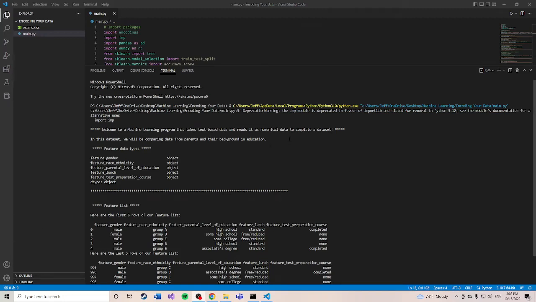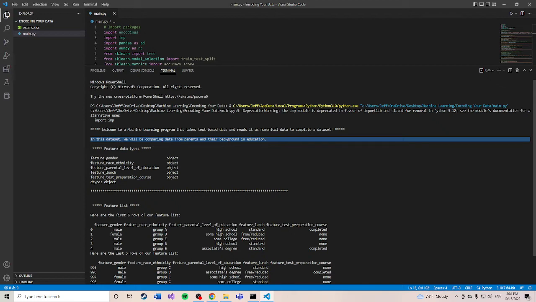Okay, in this week's machine learning program, we're using Python to build a program that will take a data set using text-based data and have our program read it into numerical data to make a complete data set and complete calculations. So in this data set, we will be comparing data from parents and their backgrounds in their education.